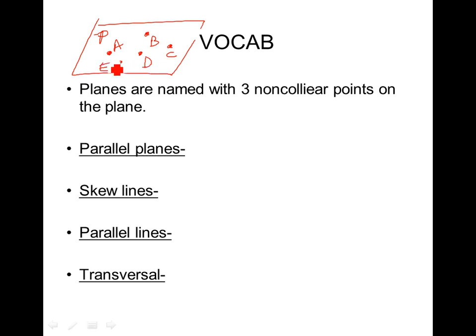just like with lines, rays, and all that other stuff, we had ways to name them. If you're given points that fall on that plane, you pick three non-collinear points, and you can name the plane that way. So this one could be named plane, I don't know, EAD. Give me another way to name that plane. DBC. Plane, there is no symbol, so you just have to write out the word: plane DBC.